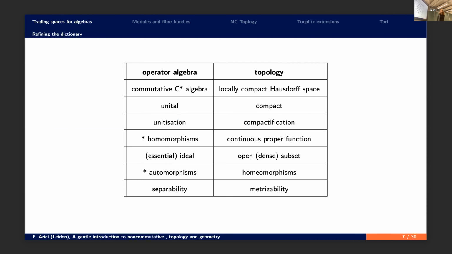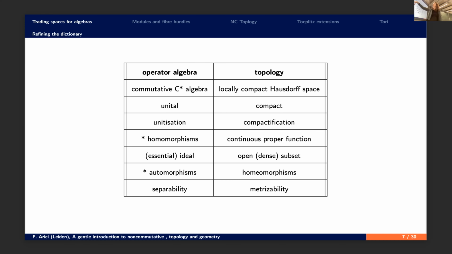So let me go back to the dictionary. So this is what we were discussing. If you have a commutative C*-algebra, it corresponds, as I said, you can drop the unitality assumption, to a locally compact Hausdorff space. You need to work a bit there. And you can show that whenever the C*-algebra is unital, the underlying topological space is necessarily compact.